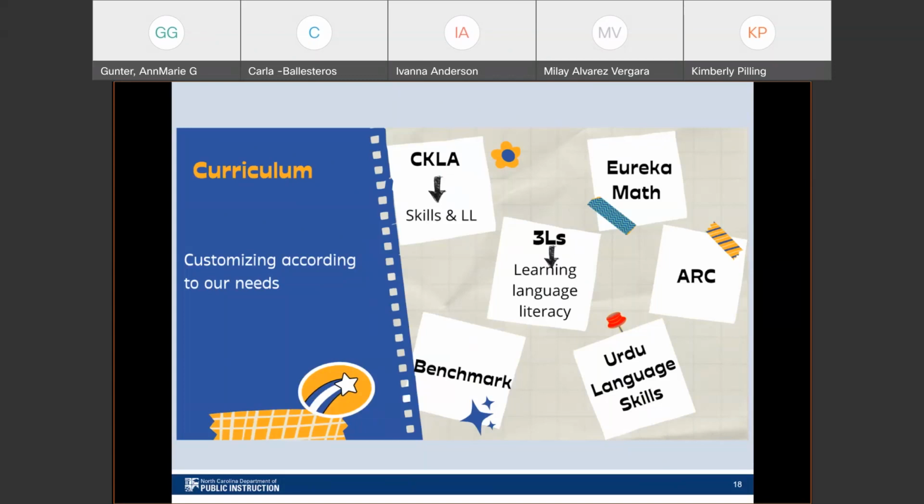It's the same case in Spanish. In Spanish, we're also building and using different resources like Benchmark, Soluciones, El Próximo Paso al Éxito, and all those resources that are helping us to build our program more effectively.